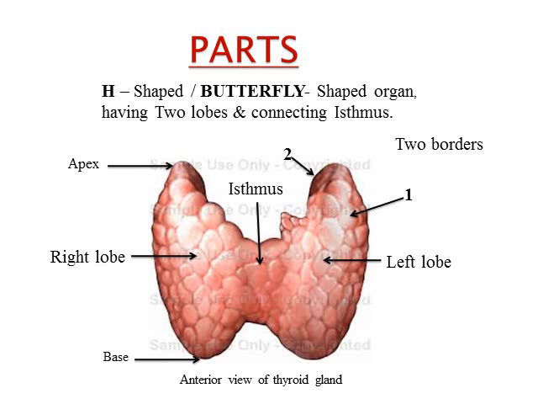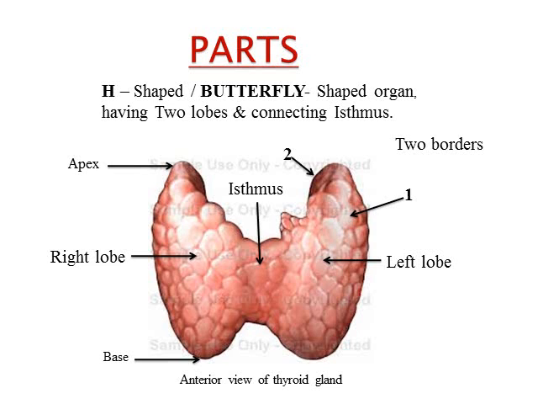If you come to the external features or parts, this gland is described as H-shaped or butterfly-shaped endocrine gland. It has two lobes, right lobe and left lobe. These two lobes are connected by an isthmus. In each lobe, the upper end is narrow and the lower end is broader, called the apex and the base, and it has two borders. Number one shows the anterior border, number two shows the posterior border.